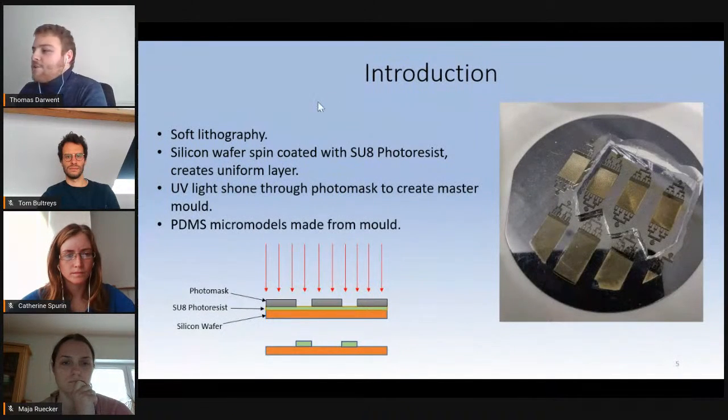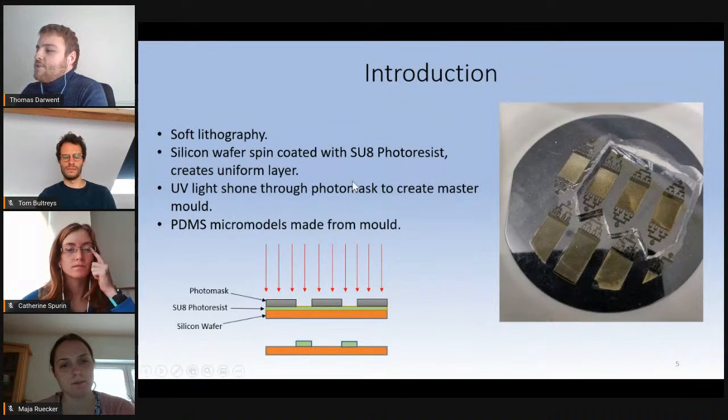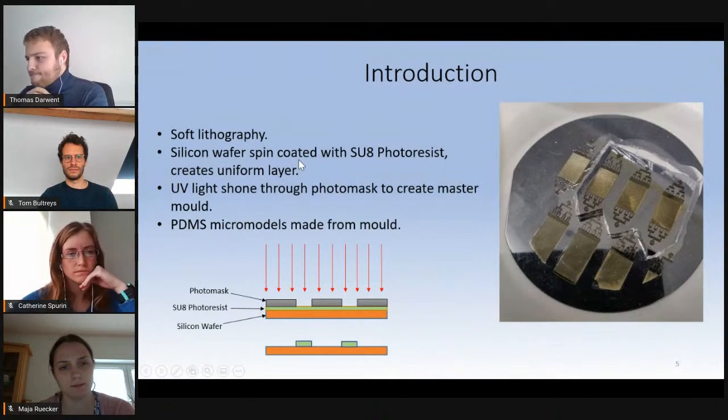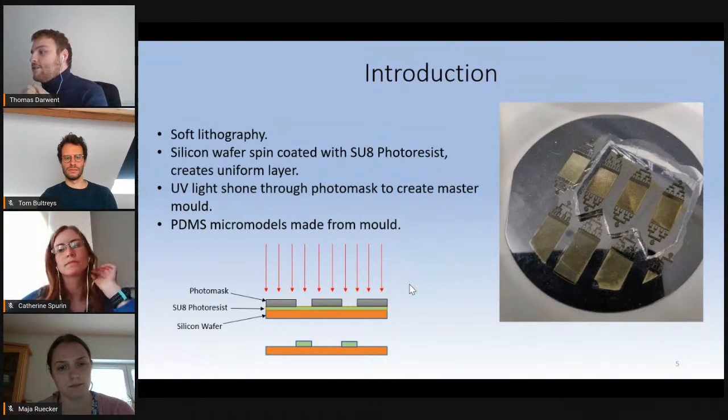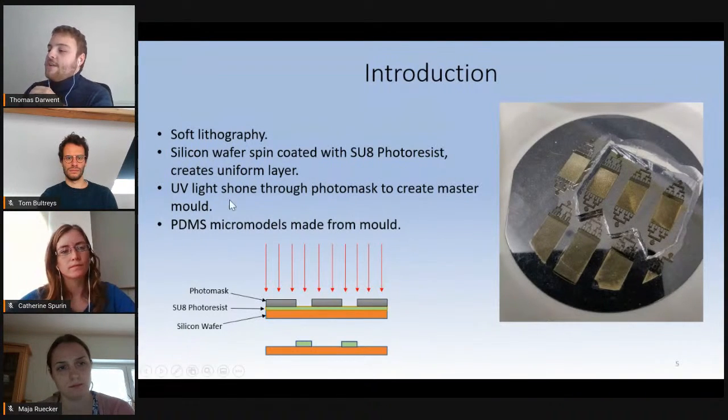So how do we make our experimental micromodels? We use a standard soft lithography technique. And what that involves is we have a silicon wafer and you spin coat it with some SU8 photoresist. And what that does is create a nice uniform layer. And then you have a photomask, which contains your designs, which has thousands of pillars on it. And these can be varied on a computer. You send that off and you get your photomask. And you shine UV light through that photomask and expose certain areas of the SU8 photoresist.